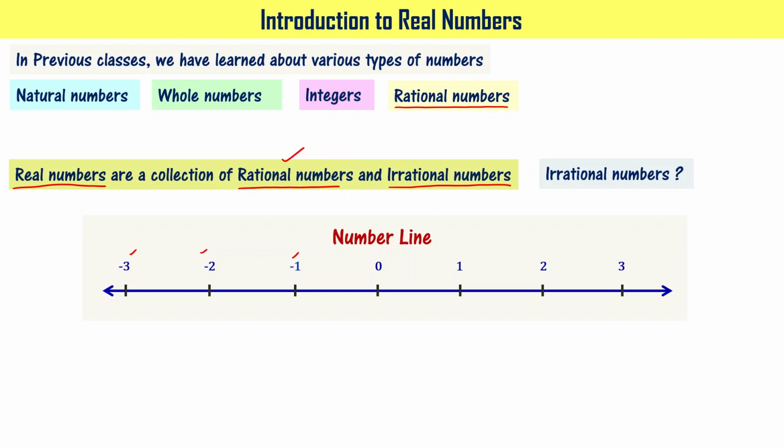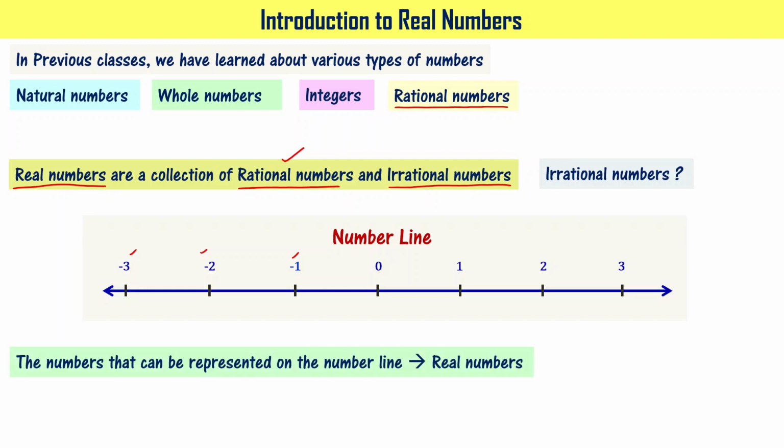Now what I would like to say is the numbers that can be represented on this number line are called real numbers. What do I mean? For example, if I put a dot on this number line, this represents a real number. This represents a real number. This represents a real number. This represents a real number. Like that, this particular point represents a real number. This particular point represents a real number. Right? So, if you put a dot on the number line, that represents a real number.